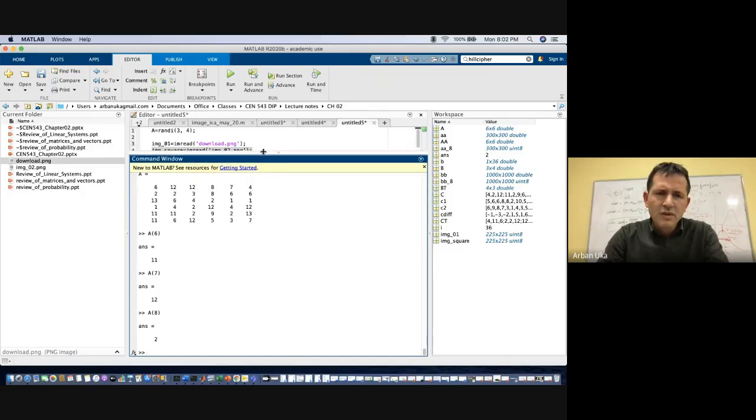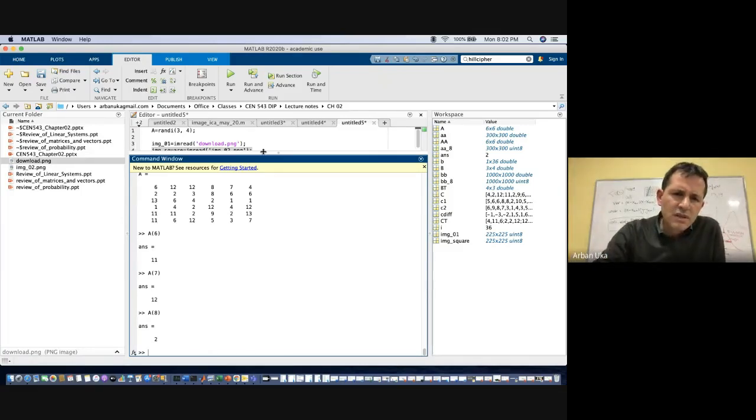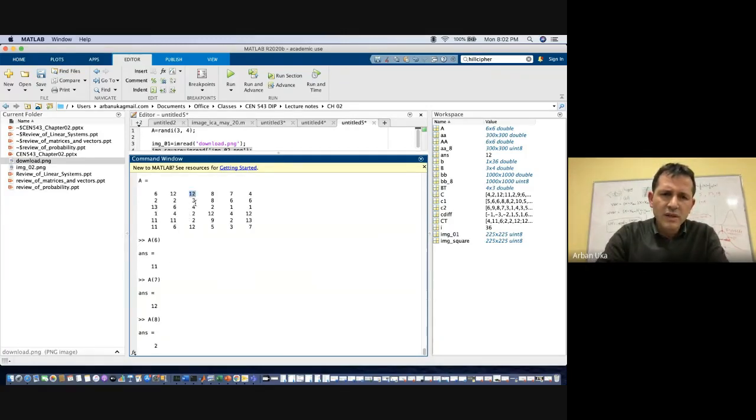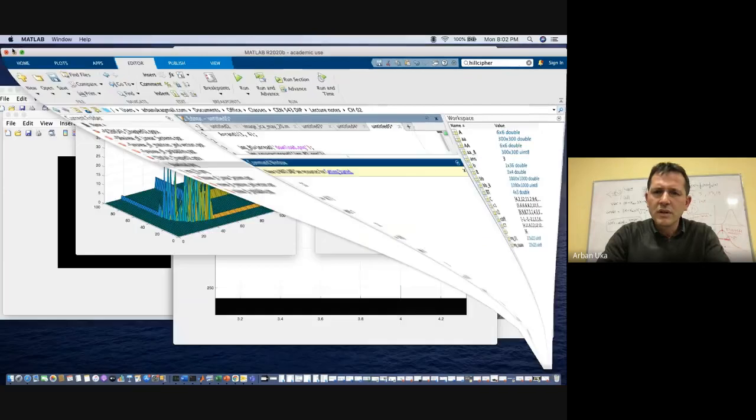Traditionally, in an image, we often count column by column. So the first element is 6, the second one is 2, the 6th is 11, the 7th is this 12, and then we move down, then it's 2, 6, 4, 11, and so on. A13, now this is not something very technical, A13 is equal to 12, it is this 12, and the next one should be 3, which means A14 is equal to 3, and so on.